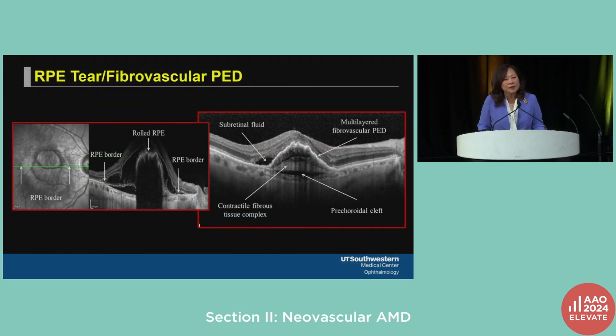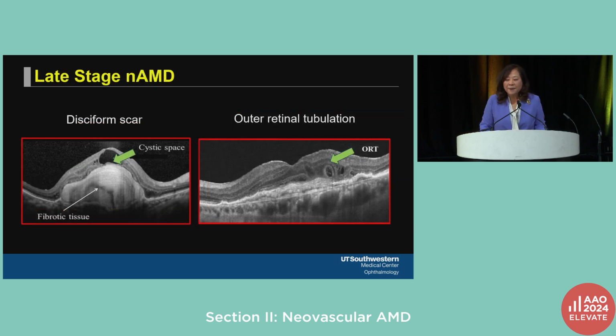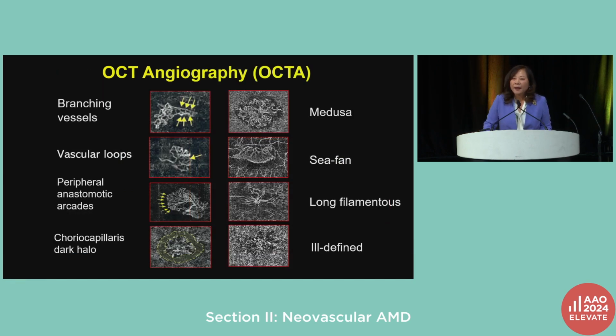Of course, OCT can show us other findings in neovascular AMD, such as RPE tear, fibrovascular PED. In late stages, we may see cystic spaces as well as outer retinal tubulation. It is important to recognize these because we do not need to treat them with anti-VEGF. Then OCT angiography has shown us a lot more information about choroidal neovascular membrane, and various interesting names have been given.